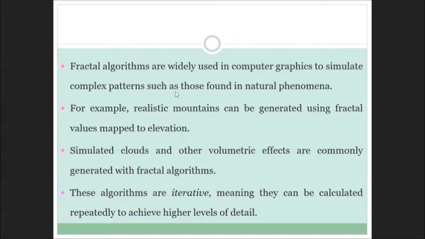Fractal algorithms are widely used in computer graphics to simulate complex patterns such as those found in natural phenomena. For example, realistic mountains can be generated using fractal values mapped to elevation, and simulated clouds or other volumetric effects are commonly generated with fractal algorithms. And these algorithms are iterative, meaning they can be calculated repeatedly to achieve a higher level of detail.